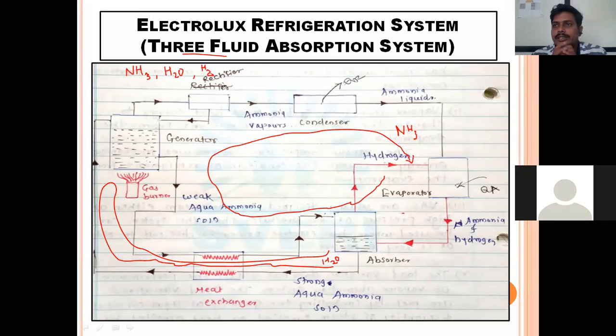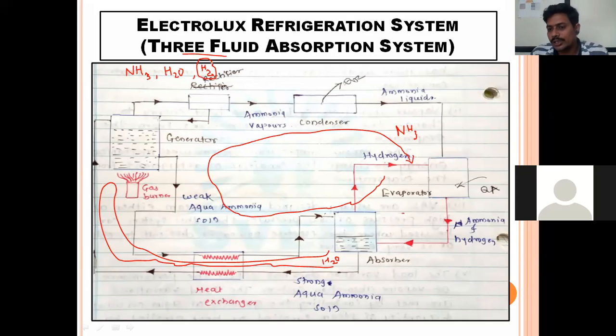So hydrogen is an inert gas. Also we know that hydrogen is light in weight, and hydrogen is not soluble or dissolvable in water. Hydrogen cannot dissolve inside the water. That's why we are using hydrogen as the third fluid. Hydrogen can be used as a catalyst.